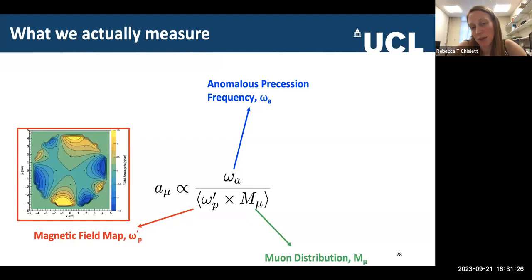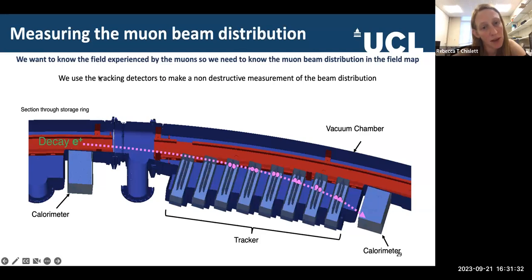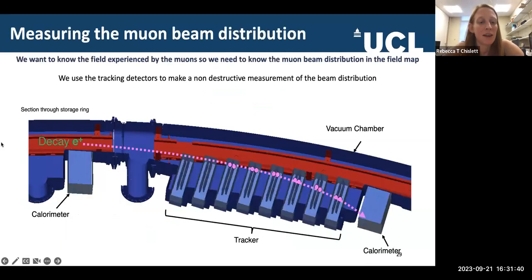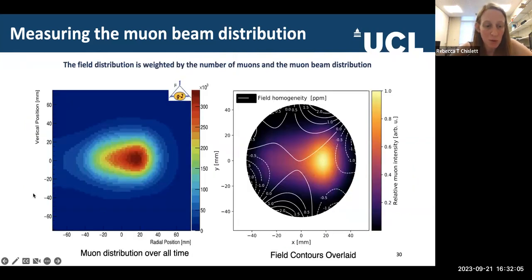Next, we have the anomalous precession frequency, so how the spin rotates. Next we want to measure the muon distribution, which we convolute with the magnetic field. So this is done using the tracking detectors. When a muon decays to a positron, it will sometimes pass through the tracker, and then it will produce a series of hits, which means we can reconstruct the track, and then we can extrapolate this track back to find the point at which the positron decayed. So from this, we can reconstruct the muon beam distribution.